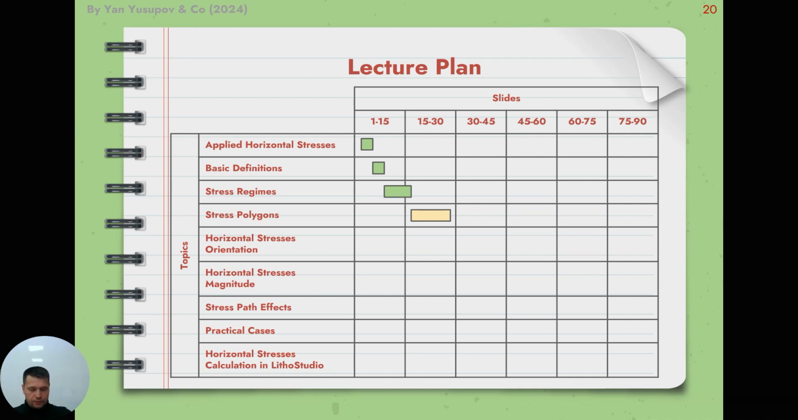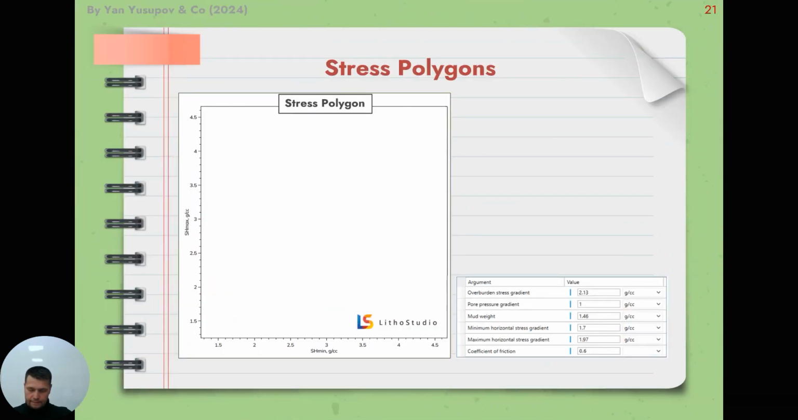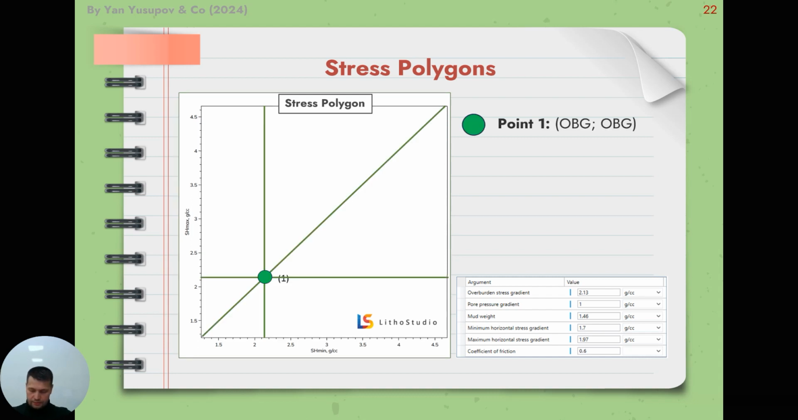The next topic is stress polygons. A stress polygon at given depths can be drawn using the relationship of in situ stresses and pore pressure in different stress regimes from the above equation. We'll consider an example of a stress polygon. The input data are presented in the right table, and the stresses are expressed in gradients. Point number 1 is overburden.